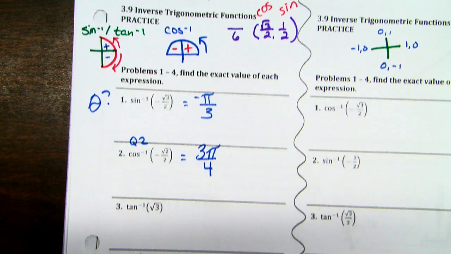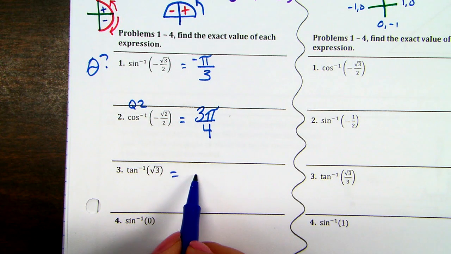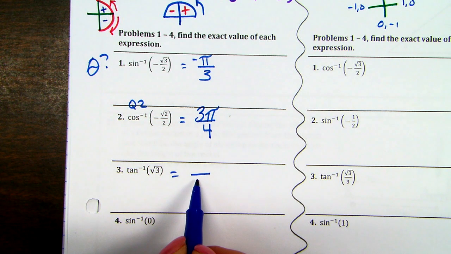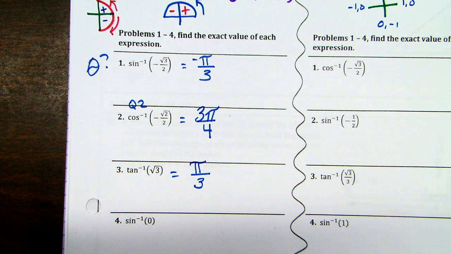Tan tricks. What's my denominator going to be? 3. Quadrant 1 is where we're positive. Remember, we can only choose 1 or backwards 4.